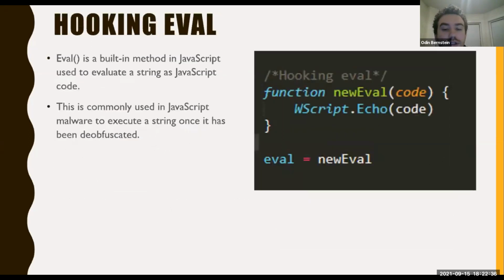And then let me look at the next one: hooking eval. That's something you can do when eval is used to run JavaScript code, and it's even easier because you can change the functionality of eval. Instead of evaluating the code as JavaScript, it will print the code to standard output. This is helpful because eval is called right after we deobfuscate the code. So when we replace the functionality of eval with wscript.echo, it will just print to standard output, and we'll get the resulting deobfuscated code.